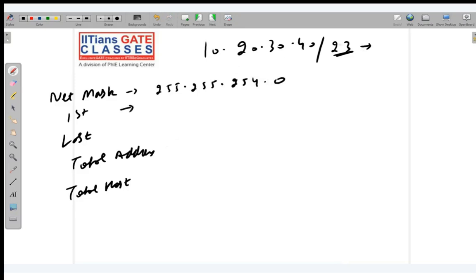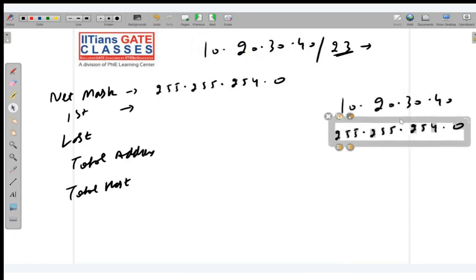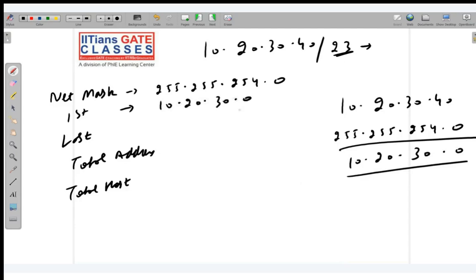What is the first address? First address is very simple. You just AND this net mask with this IP address, you will get the first address. So let me copy it out. This and this, so you just AND it. So finally what will we get? After ANDing, 10.20, and here in 254 the last bit is 0, in 30 also the last bit is 0. So every other bit stays as it is, so we get 30 as it is, dot 0. So 10.20.30.0, that is very easy. First address is this. I think nobody is having any doubt here.